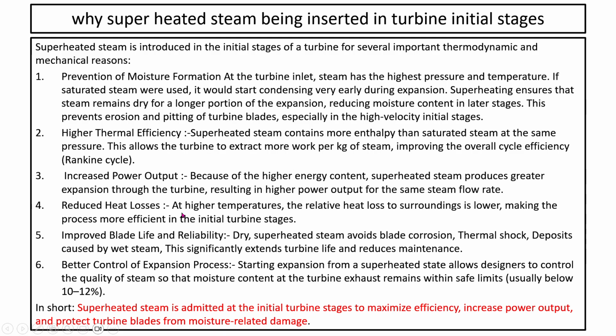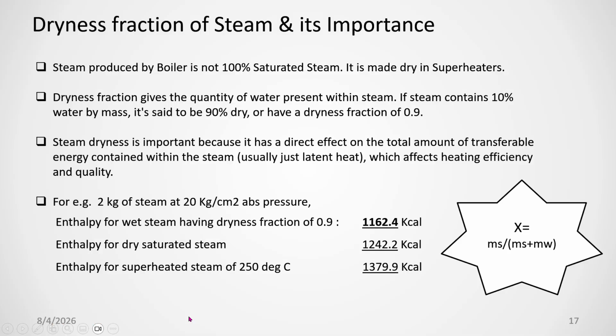So in short, we can say that superheated steam is admitted in the initial turbine stages to maximize efficiency and output, due to the high energy, and to protect the blades from moisture formation, because moisture-related damage will be avoided if you use highly superheated steam at the beginning of the turbine.